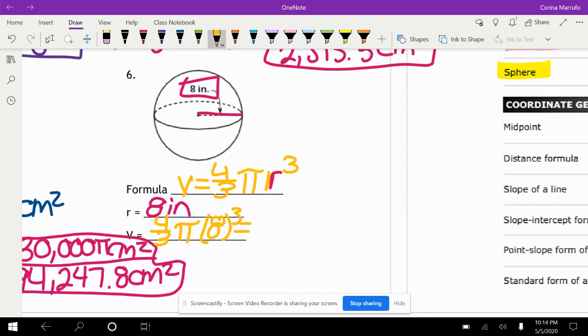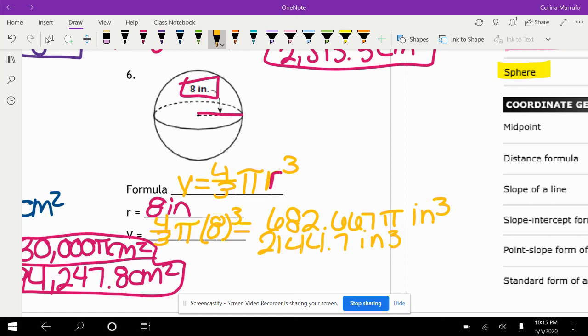So this gives us 682.667. That means that the 6 continues on forever. That would be in terms of pi. And then our units are inches cubed. But if I didn't want it in terms of pi and I wanted to actually multiply the pi, it would be 2,144.7 inches cubed. Okay, and that's it.